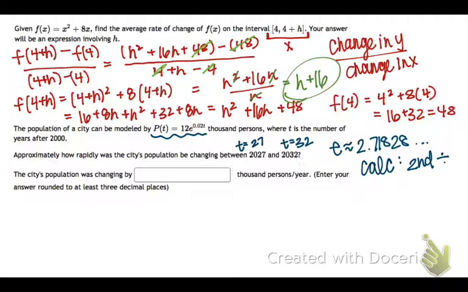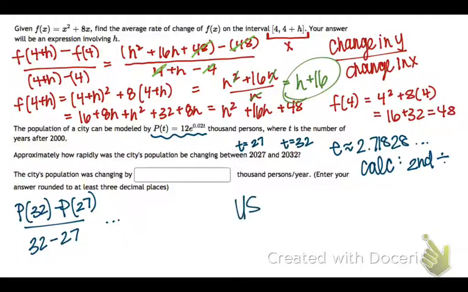Okay, so then we're going to do P of 32 minus P of 27 over 32 minus 27. And then you go through and simplify that down. And I think you guys can do that. Make sure to use the E in the calculator.